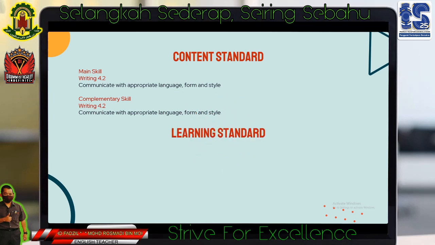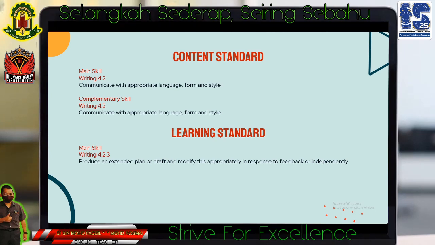Learning standard. Okay, standard pembelajaran pula. Main skill, Writing 4.2.3. Produce an extended plan or draft and modify this appropriately in response to feedback or independently. Complementary skill, Writing 4.2.2. Spell written work on a range of text types with a reasonable accuracy.